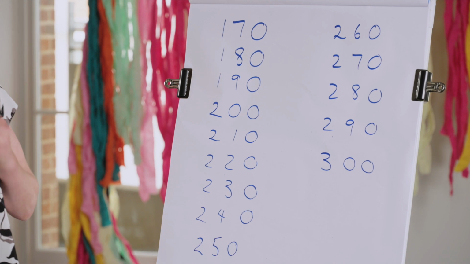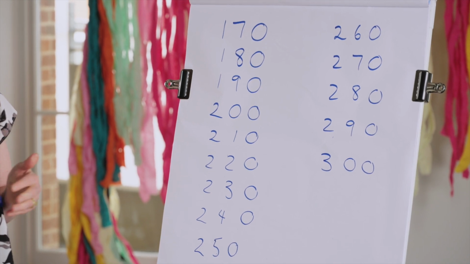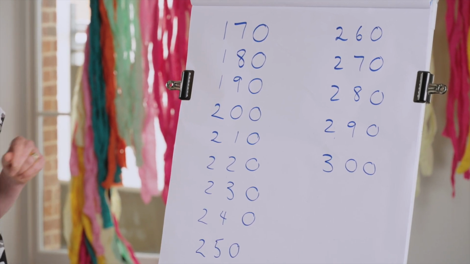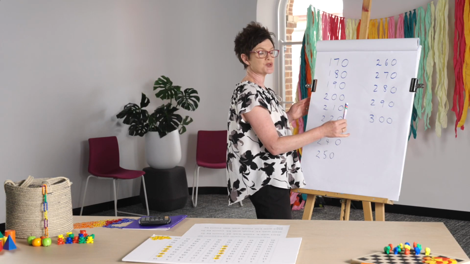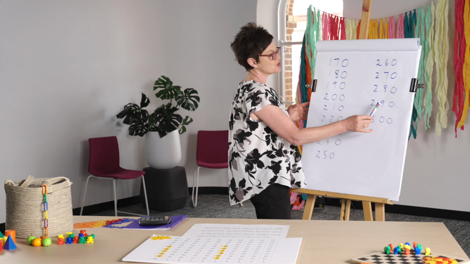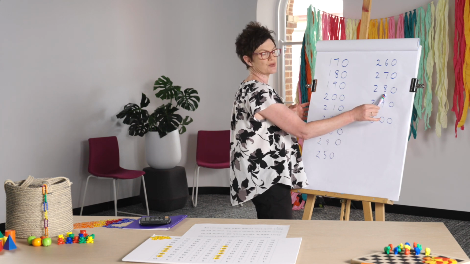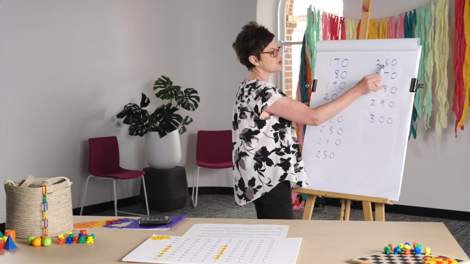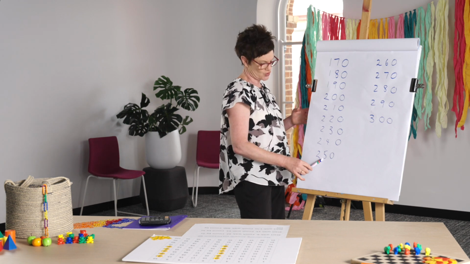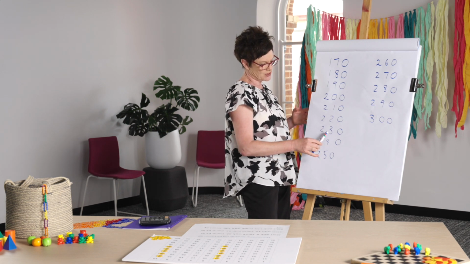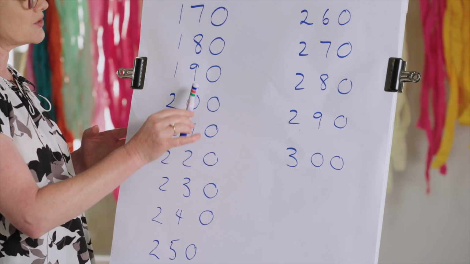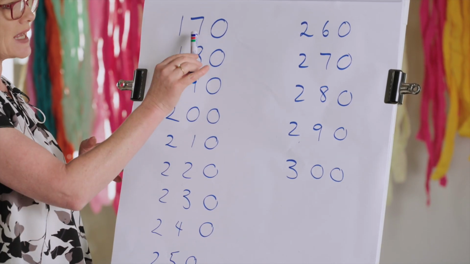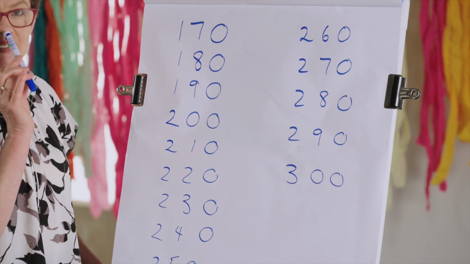Okay, now we haven't done a lot of practicing counting backwards, so let's give this one a go with our 10s. Here we go, backwards now. The numbers are getting smaller. 300, 290, 280, 270, 260, 250, 240, 230, 220, 210, 200, 190, 180 and 170.